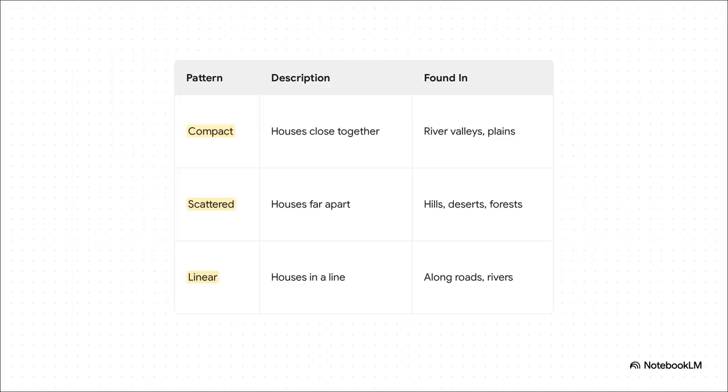You know, even the way those little red squares are arranged tells you a story. Are they all bunched up together? That's a compact settlement, which you usually find on a fertile plain where resources are easy to get. Are they spread way apart? That's a scattered pattern, pretty common in hilly or forested areas. Or are they all in a neat line? That's a linear settlement, probably built right along a road or a river.